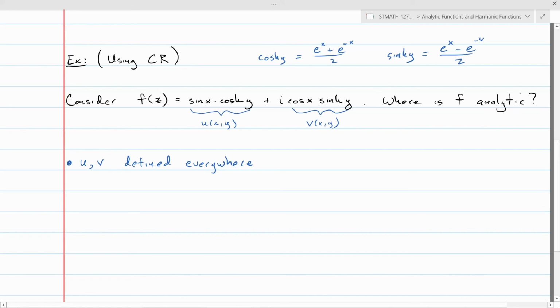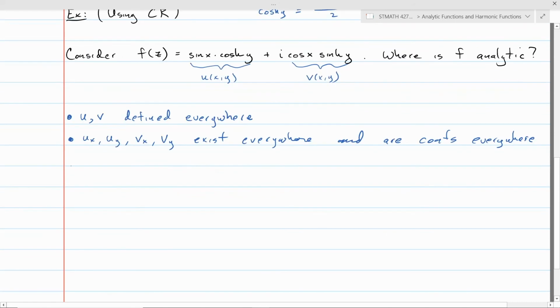So they're defined everywhere. And also we know that you can differentiate sines and cosines, and now you can see that the coshes and the sinhes, you can differentiate those as much as you want to. So that tells me that u_x, u_y, v_x, v_y exist everywhere and are continuous everywhere.